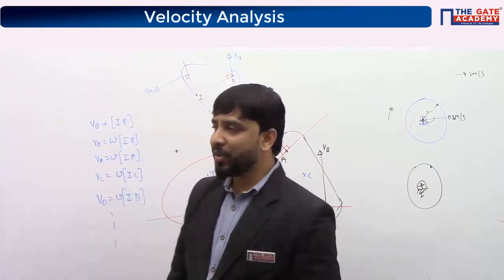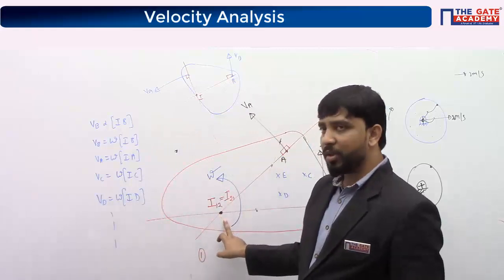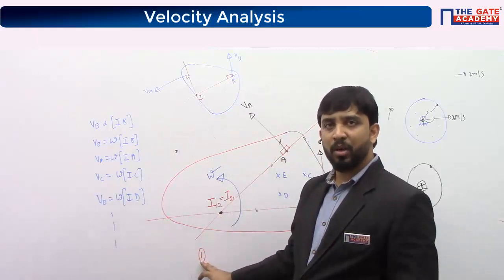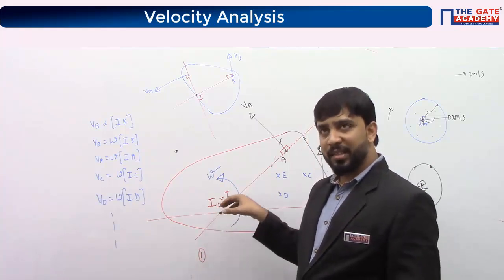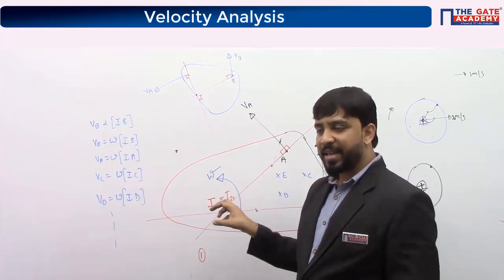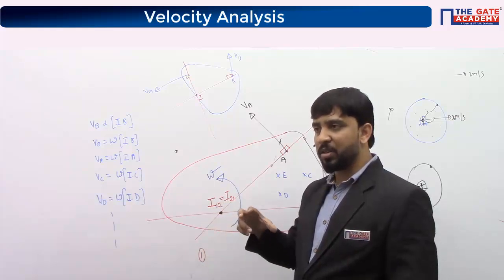Are you getting my point? Whenever I say this is the instantaneous center of body 2 with respect to body 1, or body 1 with respect to body 2, it means that this particular point has the same velocity whether you consider it on body 1 or body 2.